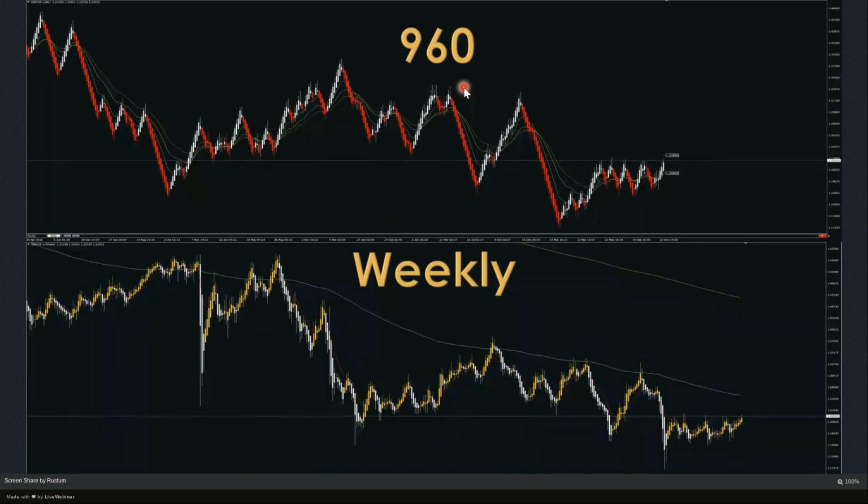Now, the 960 is equal to your weekly, or not equal, but it's the most similar. Yeah, and it's not set in stone. It just happens to look like this sometimes, that it's an equal chart. 960 equals the weekly, but it's not set in stone.